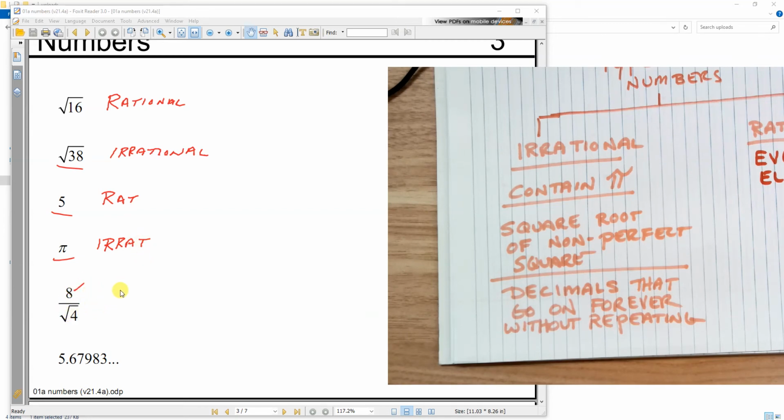Okay, 8, that's fine. Square root of 4 is just 2. This is 8 over 2, which is 4. Does it contain pi? No. Is it a square root of a non-perfect square? No. Is it a decimal that goes on forever? No. So what is it? It's rational. And this is a decimal that goes on forever. This is irrational.